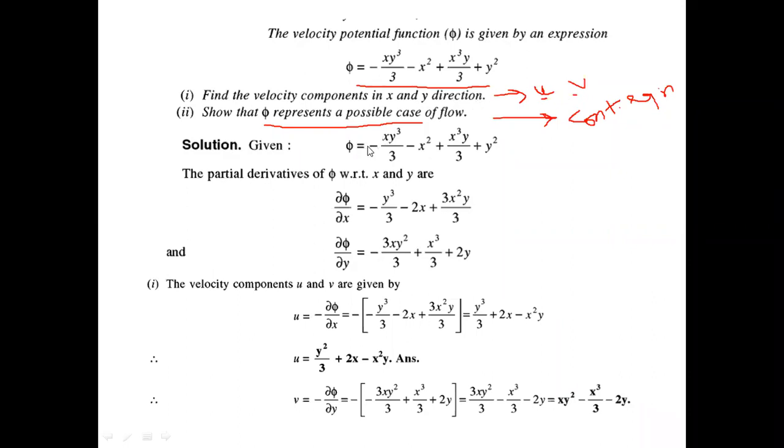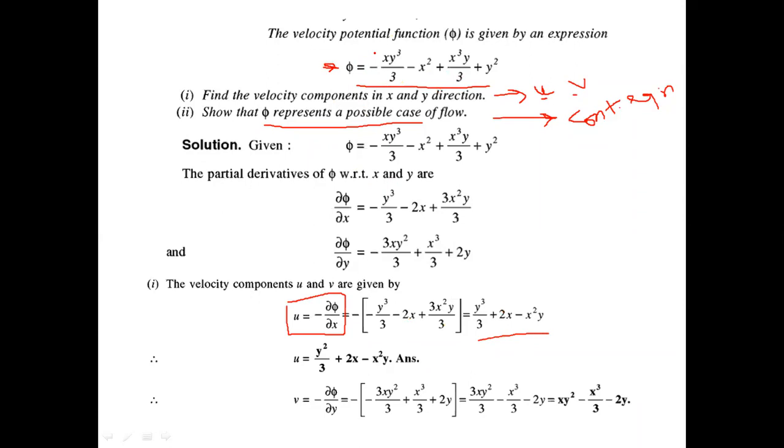Now you know the definition of phi: d phi by dx is equal to minus u, or I can say u is equal to minus d phi by dx. So if I have the value of phi, and you take the partial derivative of phi with respect to x, just differentiate phi with respect to x. So this is the value. I hope you can calculate the derivative.